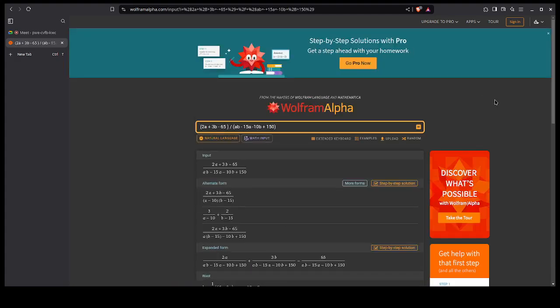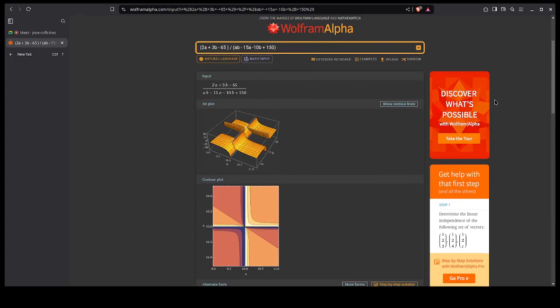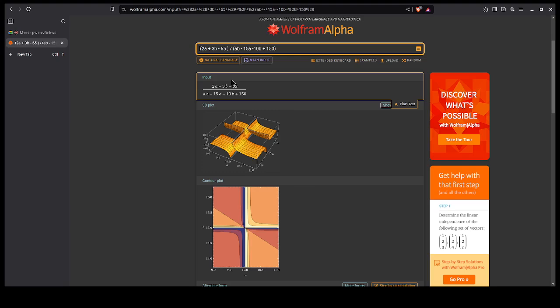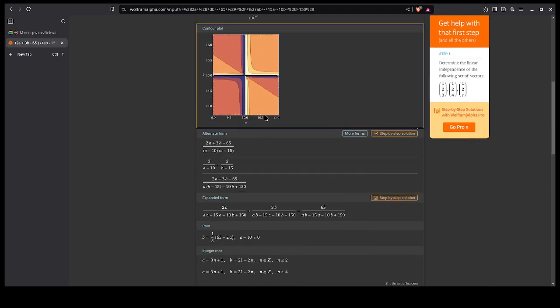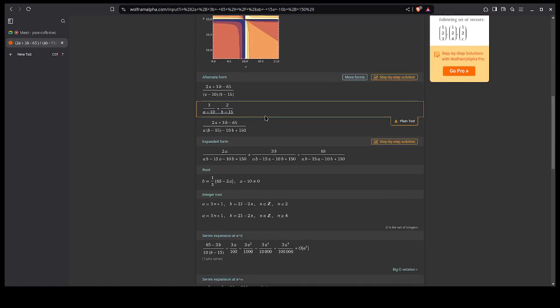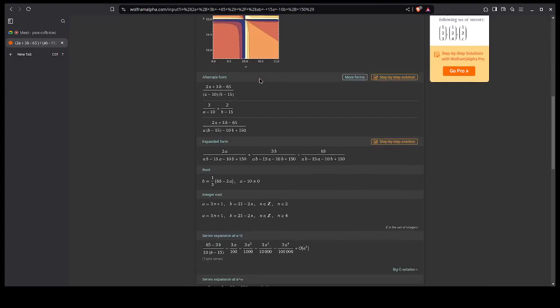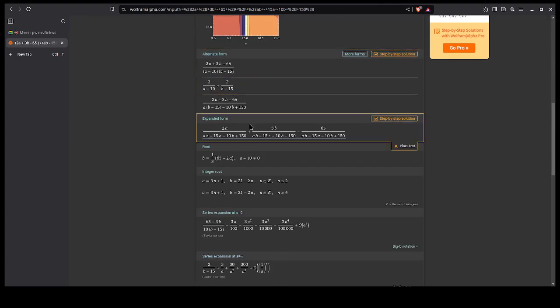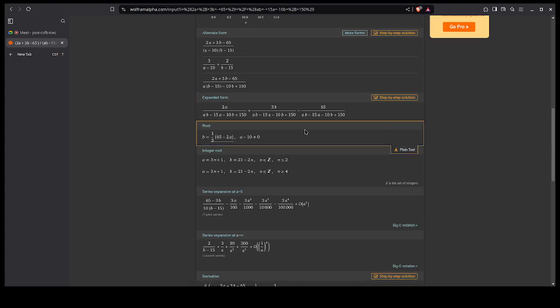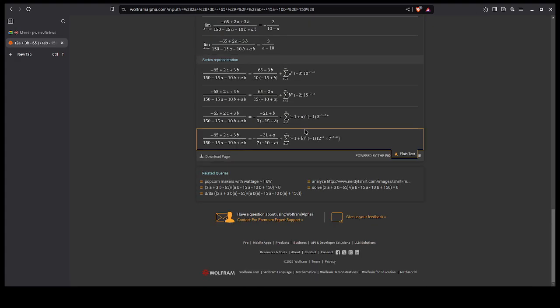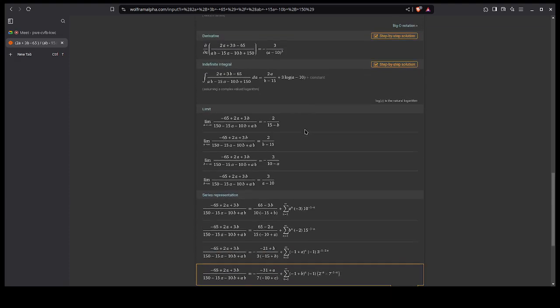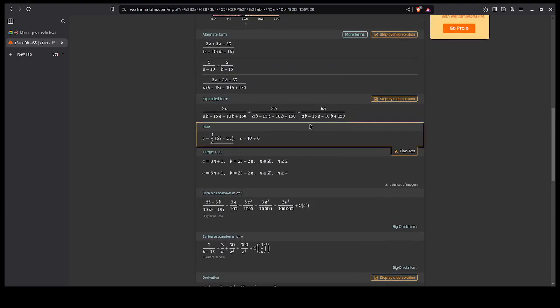Not possible. Okay, what's the answer? Oh, we have the steps. Zero. Which of them? Okay, so this is actually, you know, we gave it this, so it's factorized it already for us. So this is expanded. Integration formula. What is the answer? I think this should be the answer.